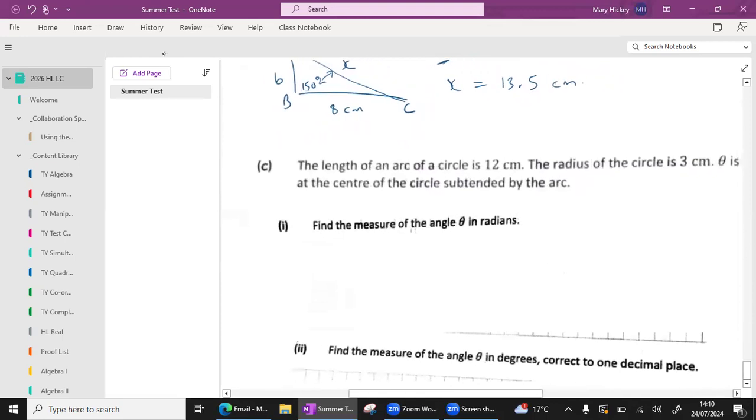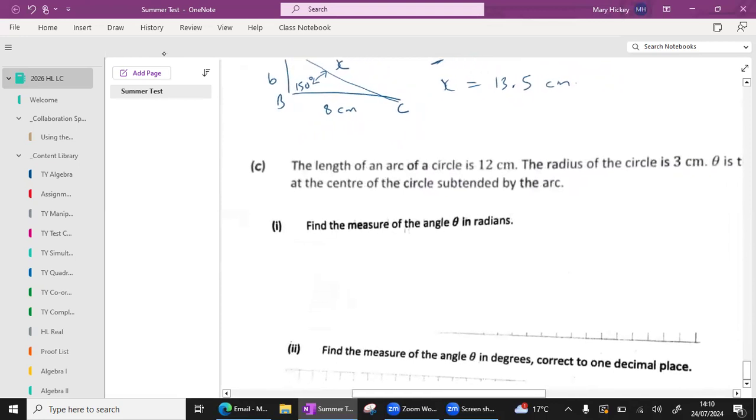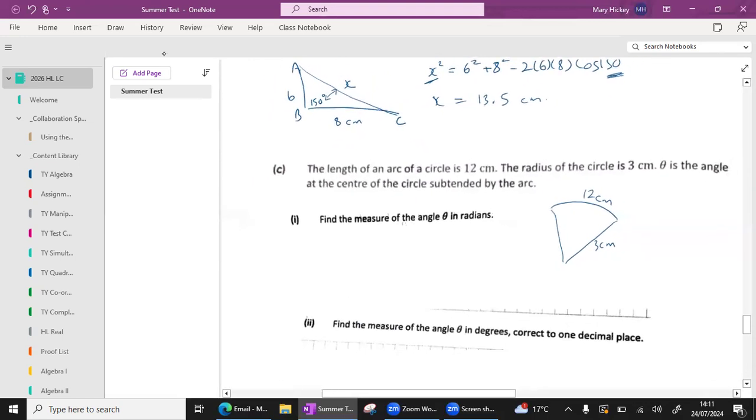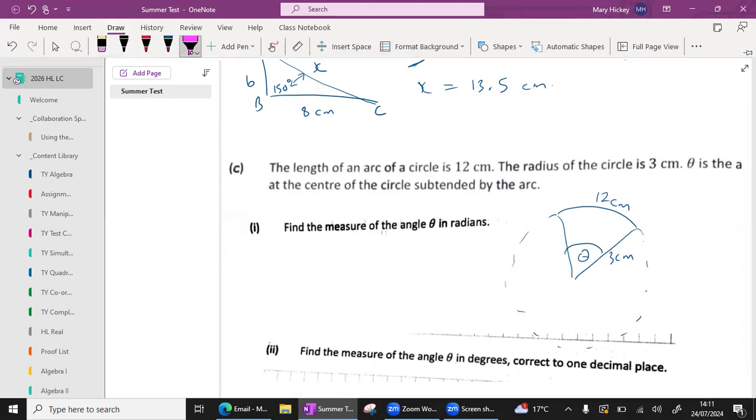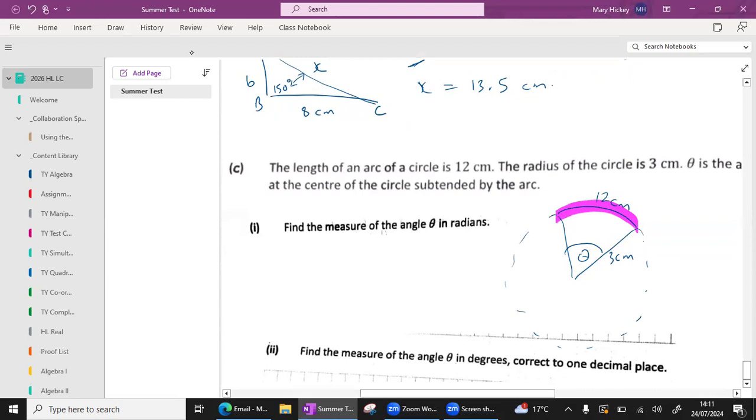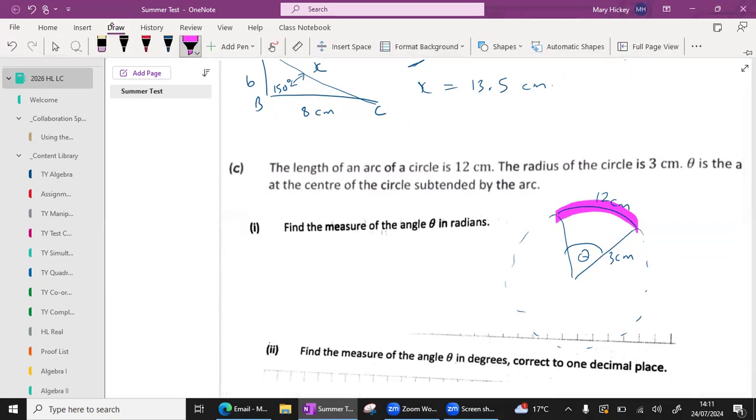We are then asked, the length of an arc of a circle is 12. So we have an arc of a circle, kind of like a pizza slice, basically, like a sector. So we know this arc is 12 centimeters. We know the radius is 3. Theta is the angle at the center of the circle subtended by the arc. Now we're told that this is a circle, so we can still imagine that it is all within a circle, but we're only interested in the arc measurement for the moment. So we're asked to find the measure of the angle theta.